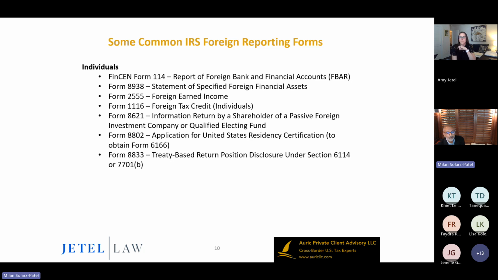If you have a U.S. person that has an interest in a financial account outside of the U.S. with $10,000 or more in aggregate, or signature or other authority. So it doesn't just mean that they have the account, it's signature or other authority.